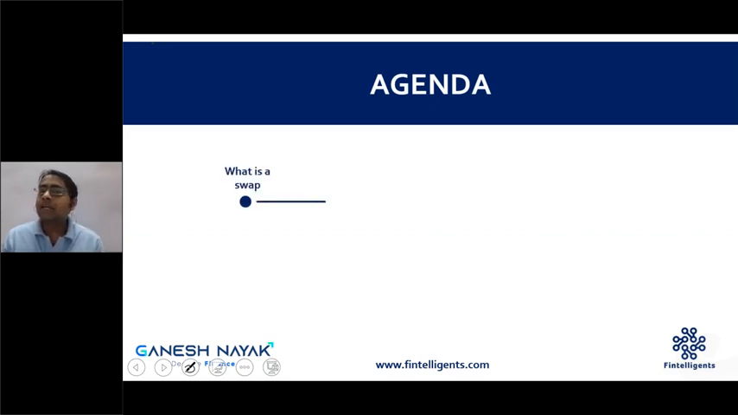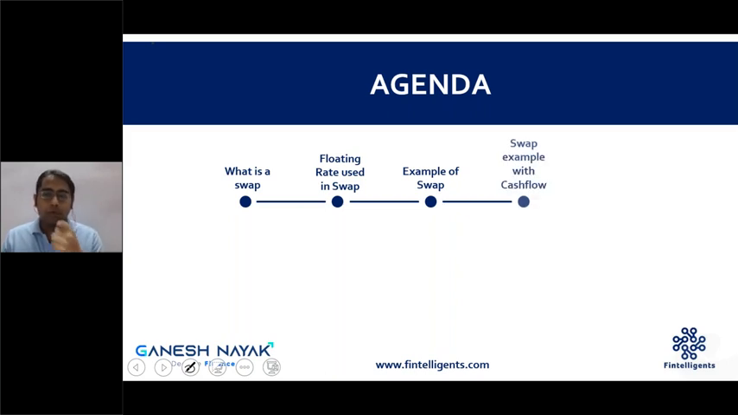First is what exactly is a swap. Okay, and particularly an interest rate swap, we'll be understanding how a floating rate is very important in your interest rate swap, and what is a floating rate that normally companies use in their contract. Then we'll also look into some examples of a swap. We'll take two companies and we'll describe the entire swap process in the example. And then we'll also look into the cash flow, the continuation of the example with the cash flow will also be explained to you in detail.